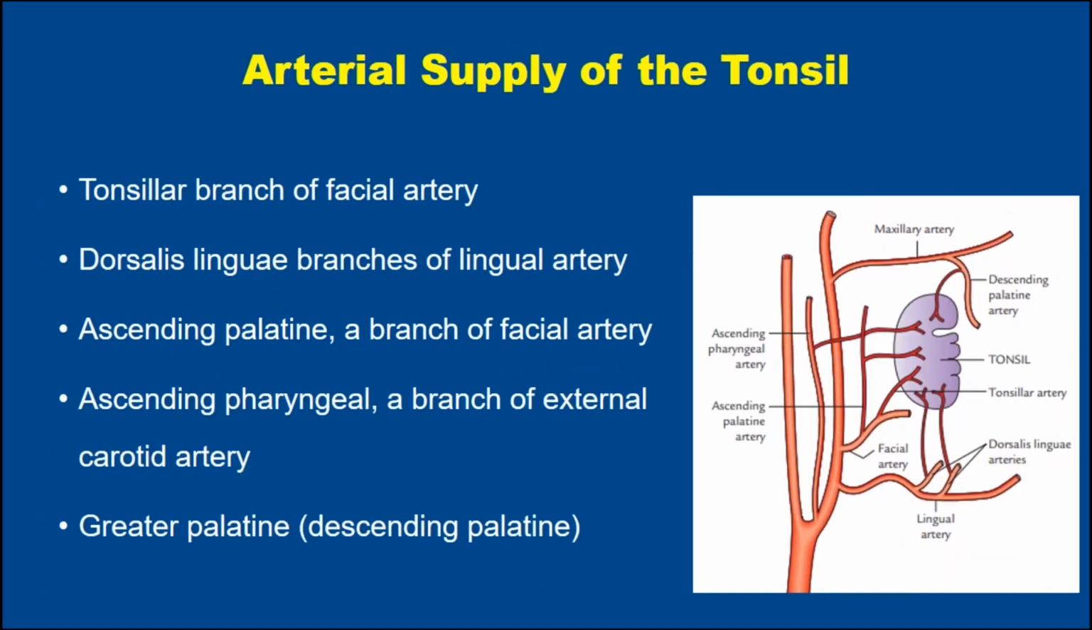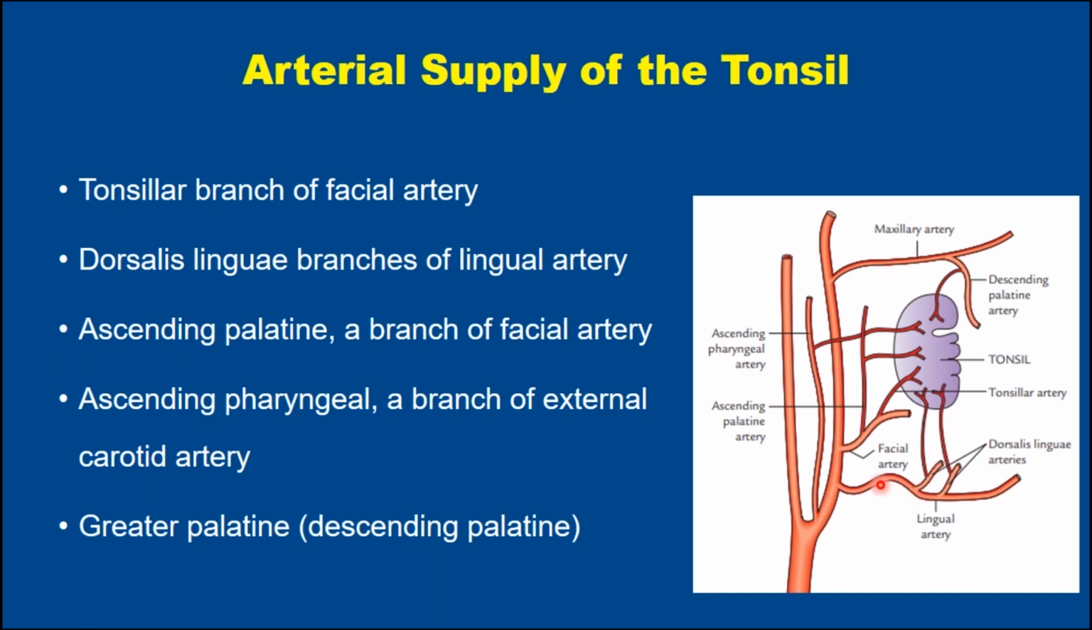Now we'll discuss the arterial supply of the tonsil. First, it is supplied by the tonsillar branch of the facial artery. Here we can see this is the facial artery, and from the facial artery one of the branches arises, and this branch is known as the tonsillar artery. This tonsillar artery is the principal artery and enters the lower pole of the tonsil by piercing the superior constrictor muscle.